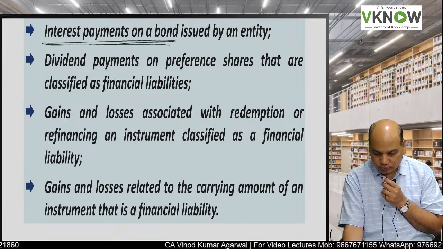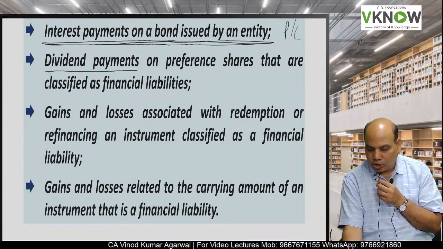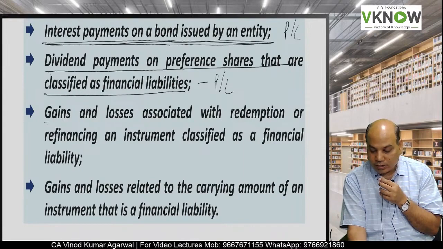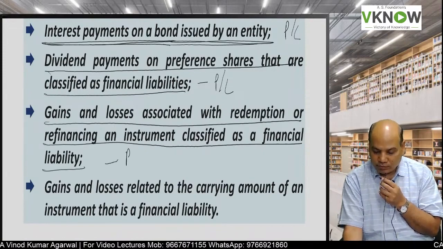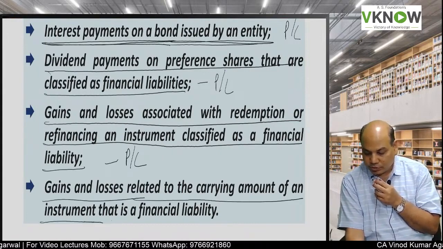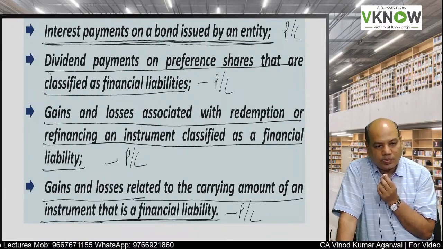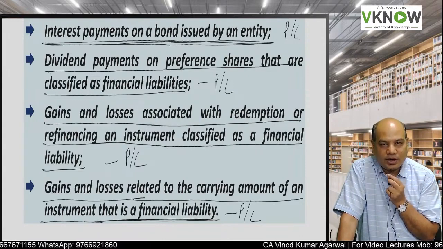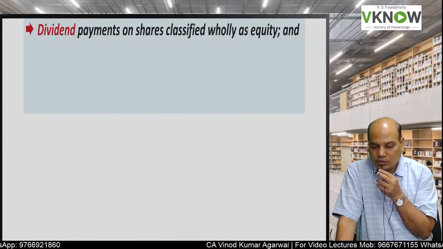Some examples of income and expense. Interest payment on a bond is an expense, and it will go to the P&L account. Dividend on preference share, which is classified as a financial liability, is an expense in the P&L account. Gains and losses on redemption or refinancing of an instrument classified as a financial liability will go to the P&L account. So the summary is, if the instrument is classified as a financial liability, the corresponding interest, dividend, gain and loss will be transferred to the profit and loss account.